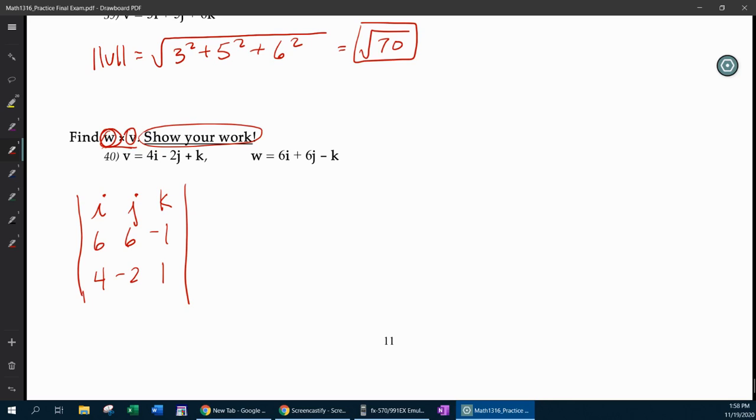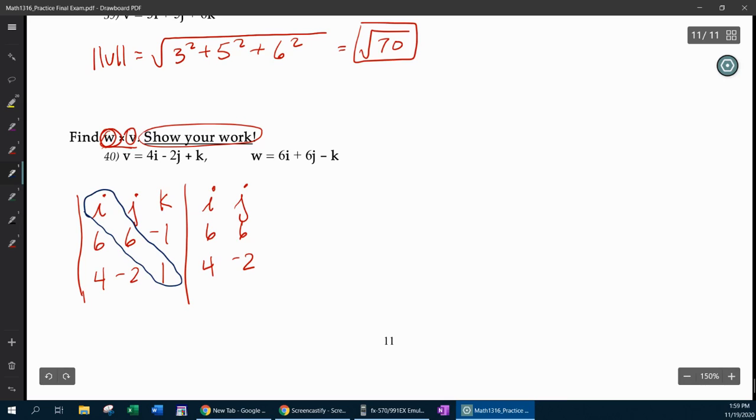And then the technique that I use requires that you copy and paste the first two columns to the outside. So if you see what I did there, I took the first two columns and simply copied and pasted those to the outside. And then we're going to take a different color and we're going to multiply down. We're going down on the diagonal. 1 times 6 times i gives me 6i. 4 times -1 times j, that is a -4j. And then on the next diagonal, -2 times 6, that's -12k.